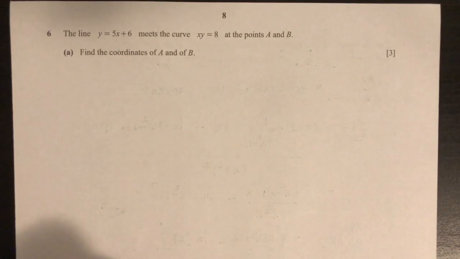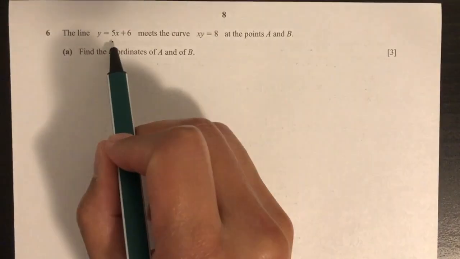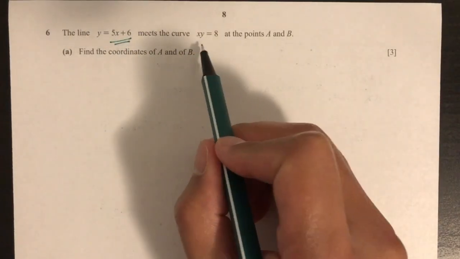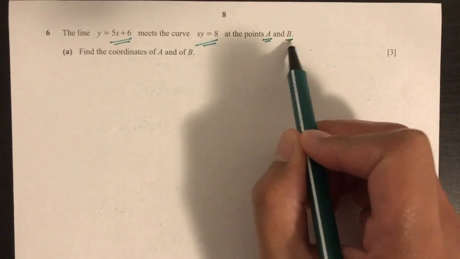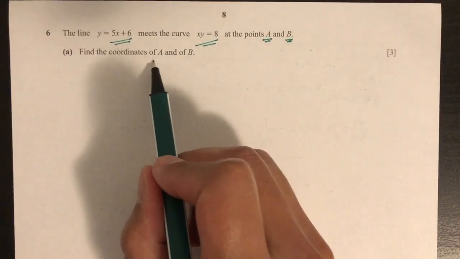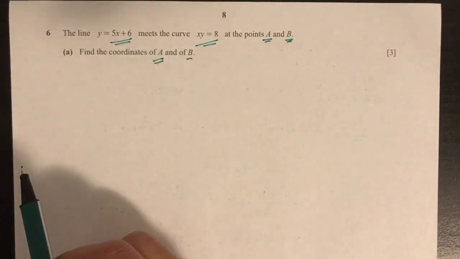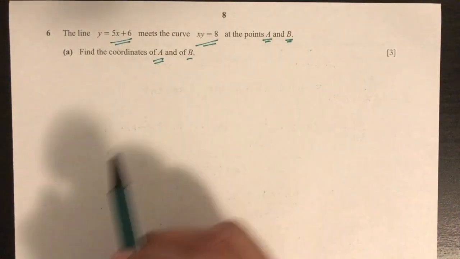Moving on to question number 6. The line y equal to this meets the curve this at the points A and B. Now find the coordinates of A and B. So we just have to solve this simultaneously to find these 2 points. So let's do that.